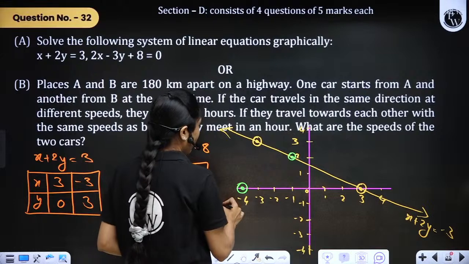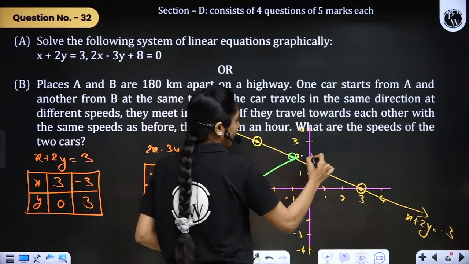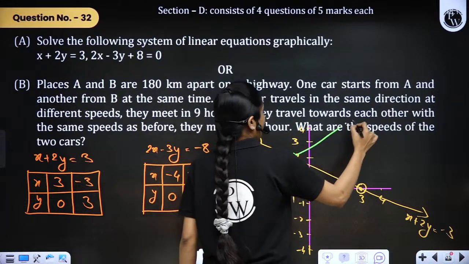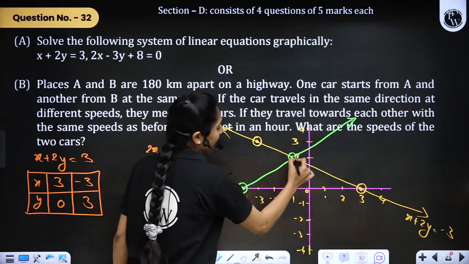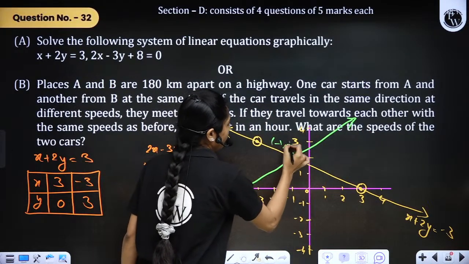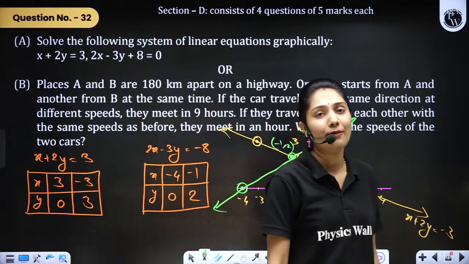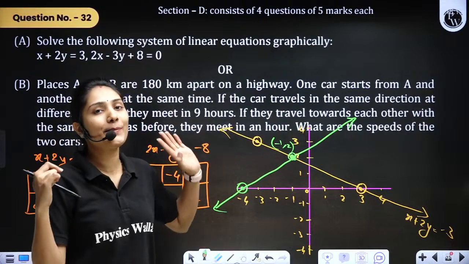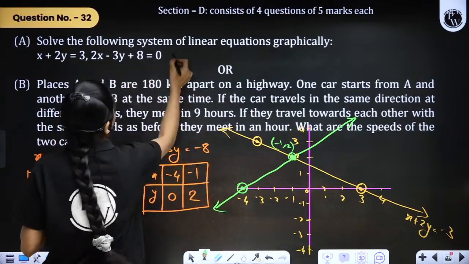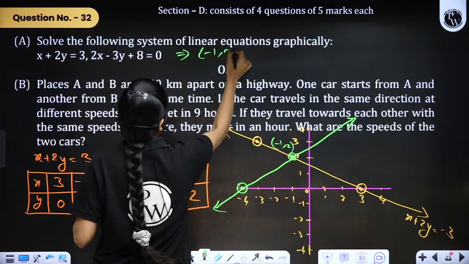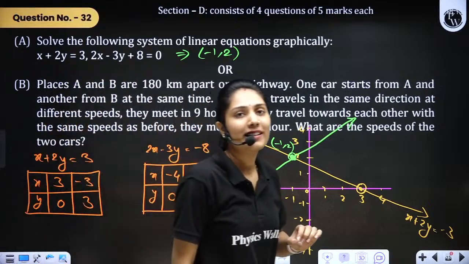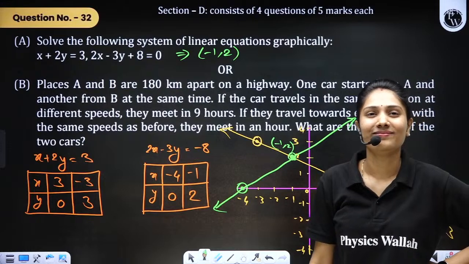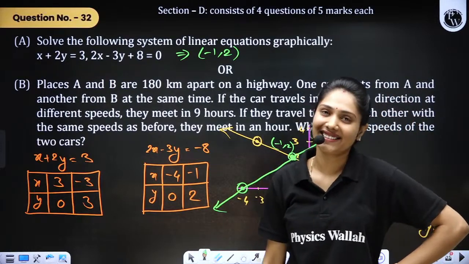Okay, so we directly got the coordinate here. The point of intersection is already on the line, which is minus 1, 2. So the solution of the system of linear equations that we have is minus 1, 2. Okay, solution is minus 1, 2. Got it, beta? Yes.